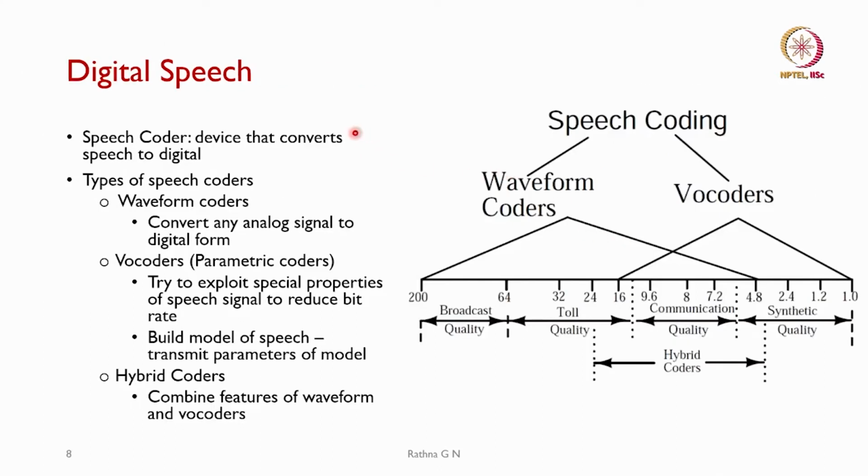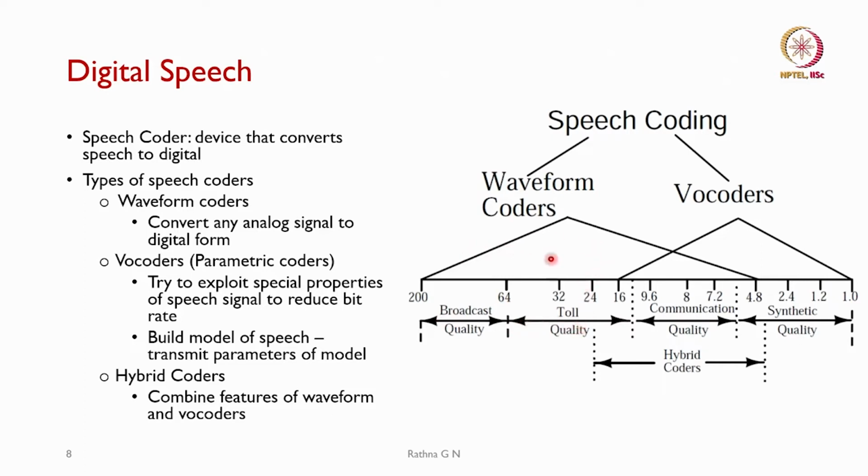Now we will come to digital speech. Why do we need a speech coder? It is a device that converts speech to digital. Speech coding is bifurcated into waveform coders or vocoders. In this case you are seeing the span of how it is varying. Broadcast quality is from 64 to 200 here, and toll quality is from 16 to 64.